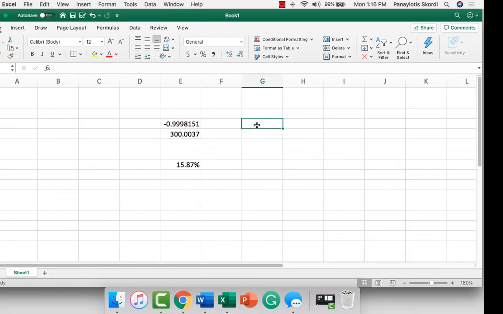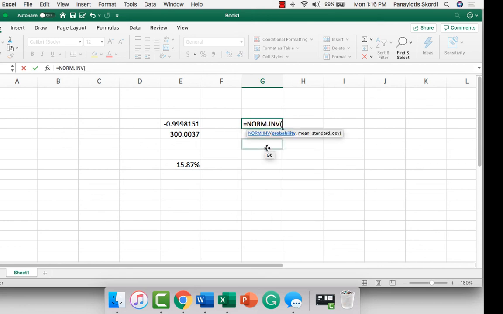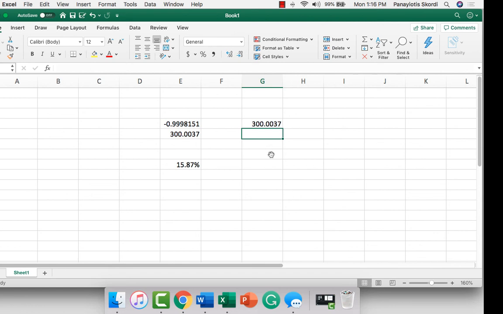Let's do equals NORM.INV 0.1587. If you forget what Excel needs, it tells you there. Now it wants the mean, which is 320, comma, then it wants the standard deviation, which is 20. And hopefully that's going to come to, there you go, 300. It's not exactly 300, but it's approximately 300.